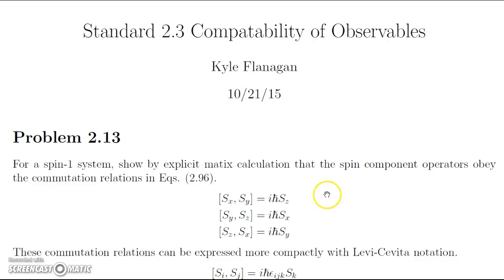And I have these represented here, which is that Sx commuted with Sy, this commutator is equal to iħ times the Sz operator, and then we have Sy commuting with Sz. This relation is equal to iħ times the Sx operator, and we have Sz, Sx is equal to iħ times the Sy operator. And it can be noted really quickly that these commutation relations can be expressed more compactly with Levi-Civita. Here we have that Si, Sj is equal to iħ Levi-Civita epsilon ijk times Sk.